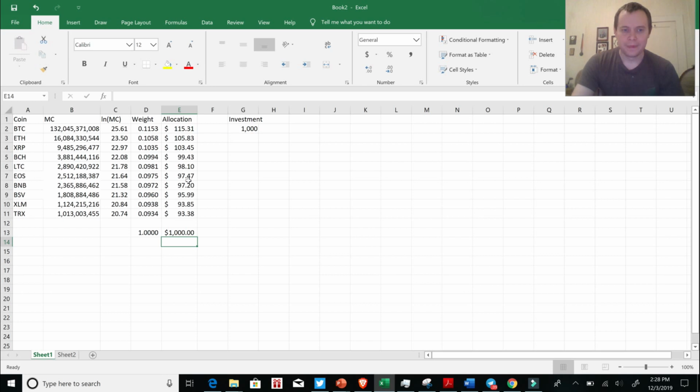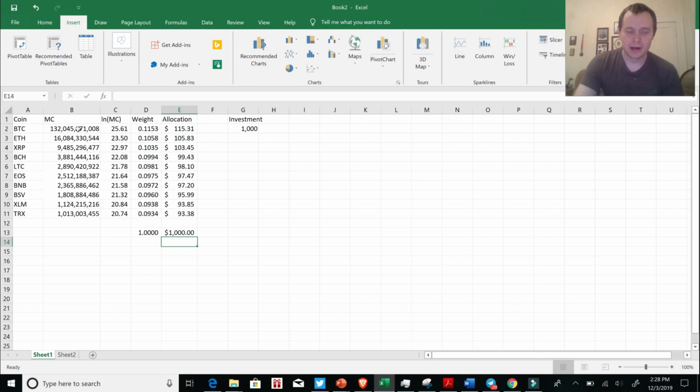So if you wanted to weight your portfolio by the logarithmic of the market cap, this is what you would do. Now, I'm not saying you should do this. You can weight it however you want to weight it. If you wanted to weight it by the market cap, then instead of taking this one, you would just change this to B2, okay? But first, before we do that, let's change your investment.